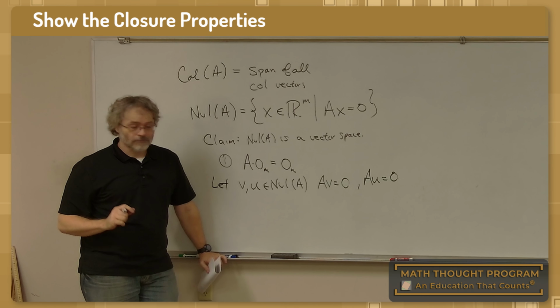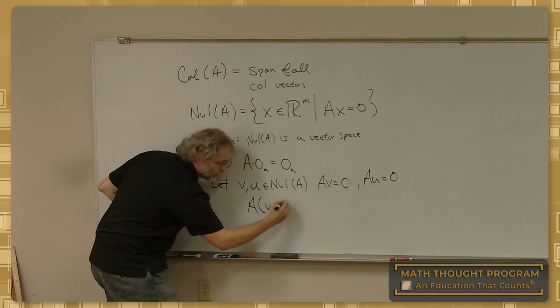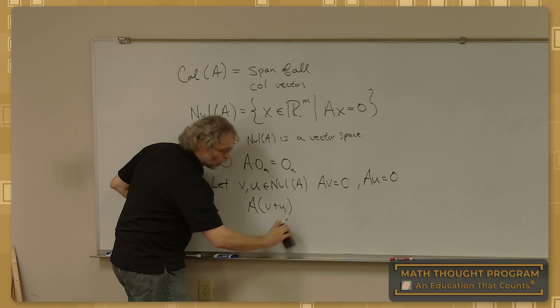I got to show closure. If I operate on the addition of those two vectors, what would I get?